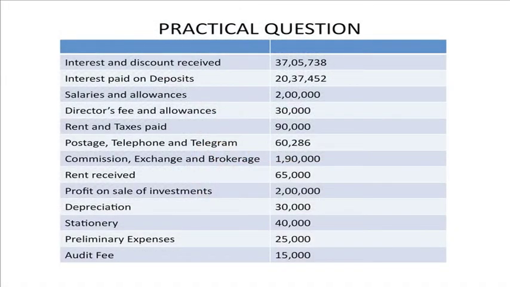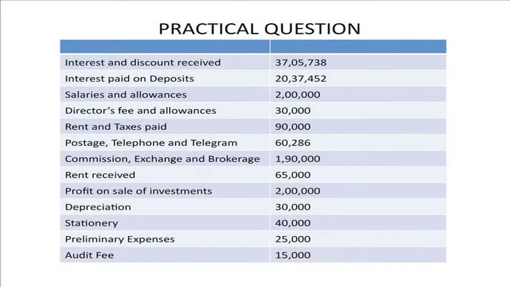There is a bank whose details are being given in the form of information. It says that interest and discount received is 37 lakh 5,738. So as and when we are reading the information, we will identify the schedules with it only. So I am again reading it. Interest and discount received 37 lakh 5,738. So it is part of schedule 13.